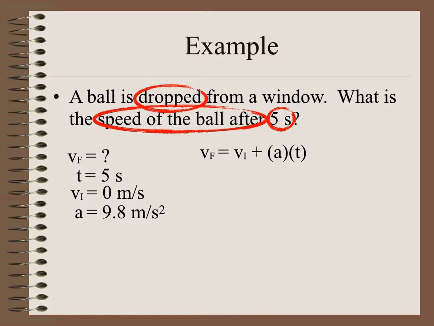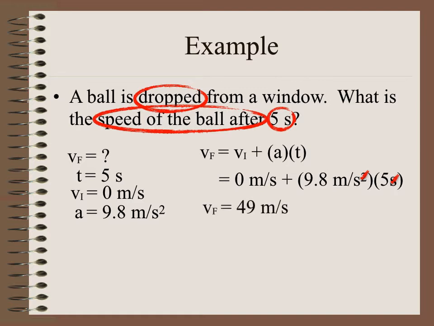So now we can just substitute our values in. I did put the units in so that you could see what's going to happen. Notice that when the seconds with the 5 is multiplied by the meters per second squared with the 9.8, one of the seconds cancels. So we will end up with meters per second, which is a speed, which is what we'd expect. When we determine this, we get 49 meters per second. So that's our final answer.